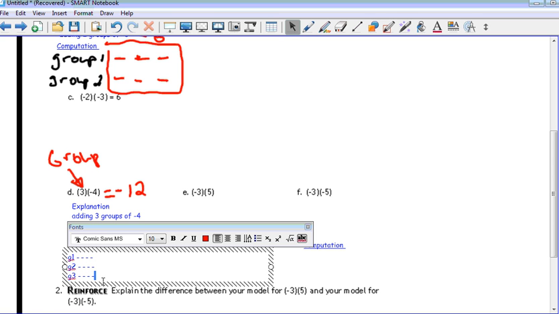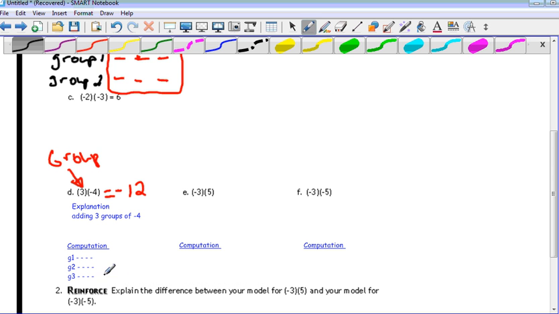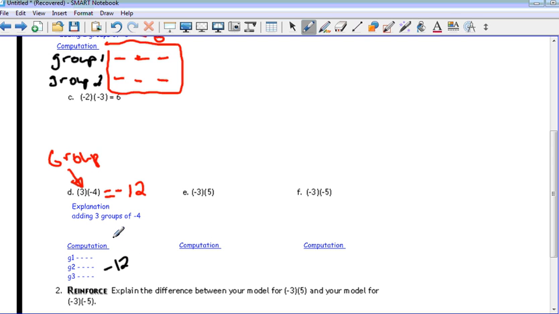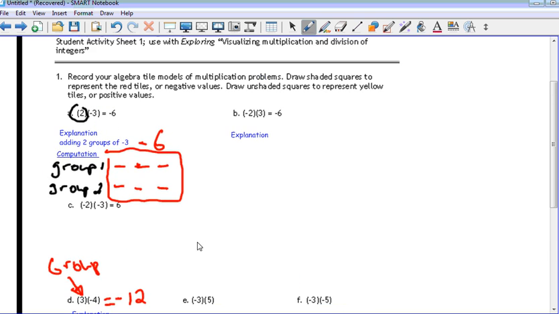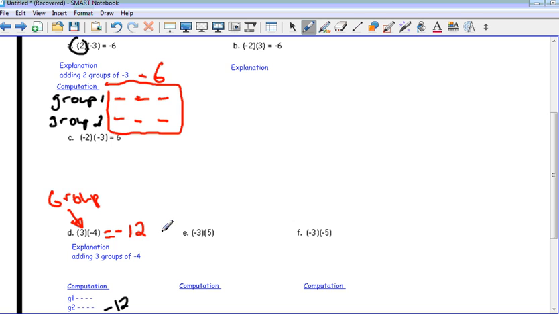So altogether, I have how many negative numbers? 1, 2, 3, 4, 5, 6, 7, 8, 9, 10, 11, 12. Altogether, I have negative 12. All right, that was problem D.